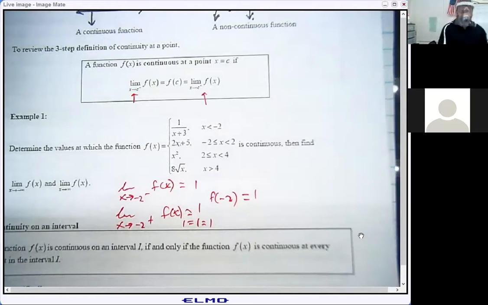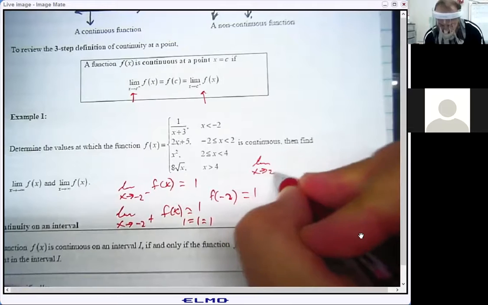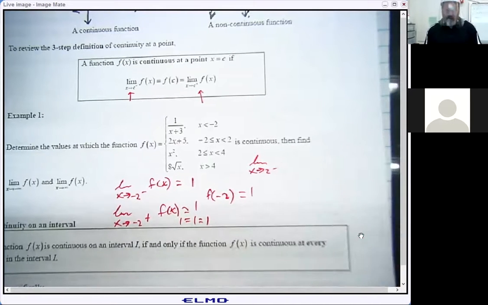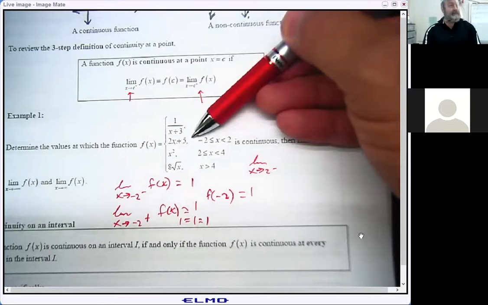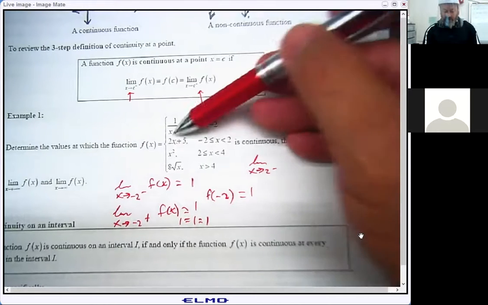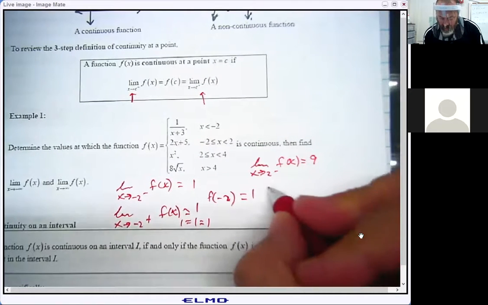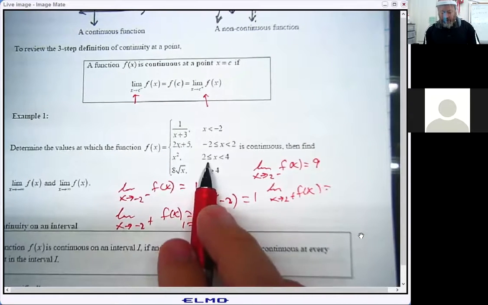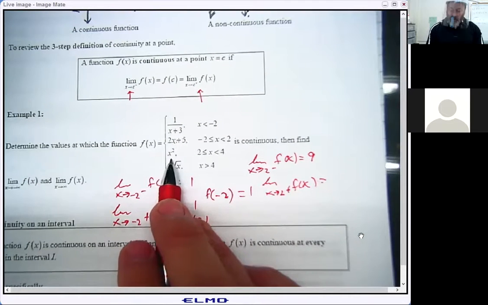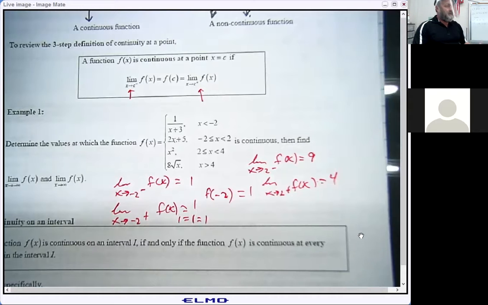So then we have to play that game again. What happens at 2? What happens as I try to approach 2 from the underside? What does it get close to? Can you guys tell me? The underside of 2 would be this guy. It looks like it's getting very, very close to the number 9. But the limit as x goes to 2 of f of x from the high side, what is that getting close to? 4. So what does that tell you about it? Is it a continuous function? No, because we have a jump discontinuity.